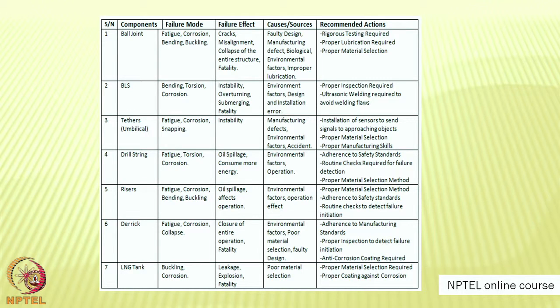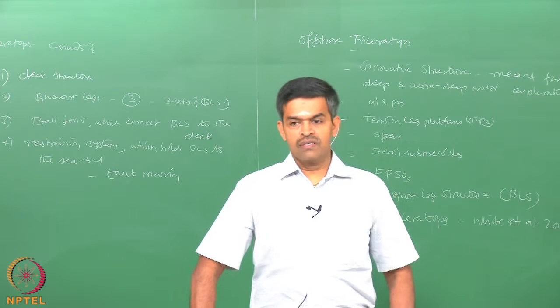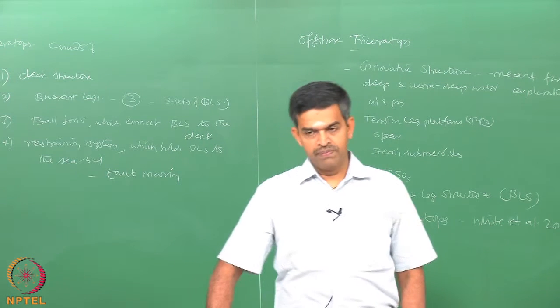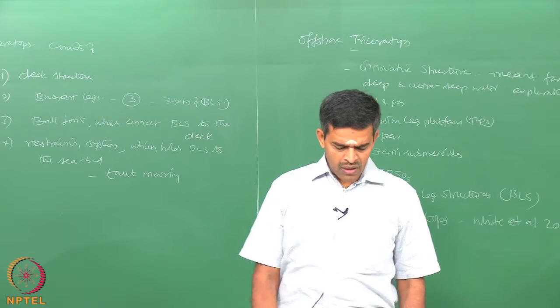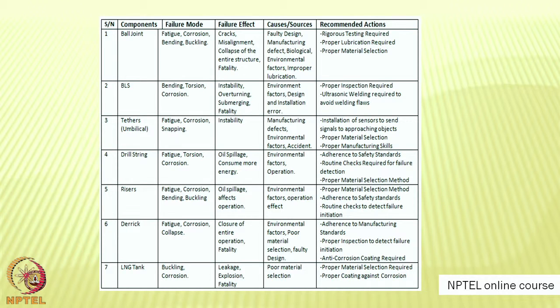You should also ensure proper lubrication, so that the ball joints are free to rotate about their own axis, and one should always carefully select the material which has a very high tensile and compressive strength as well as good resistance for number of cycles of fatigue loads. Like that various components are assigned: BLS, tethers, drilling string, risers, derricks and LNG tanks. Various failure modes of these components, the failure effects on the overall system, causes for this failure and recommended actions are listed in the cause effect table as you see on the screen just now.